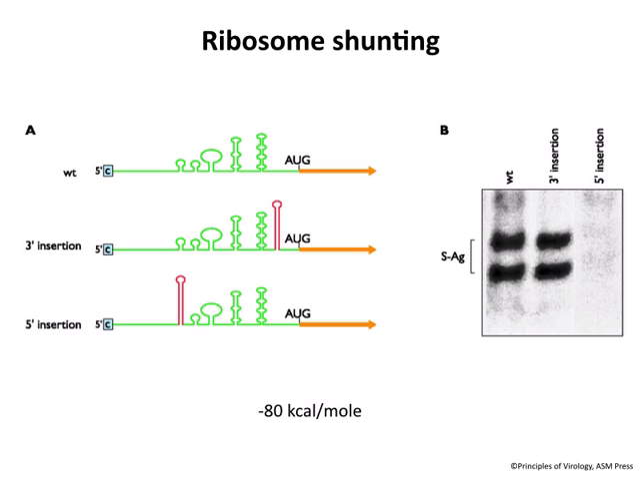It's negative 80 kcal per mole. The ribosome can't get through it, and you can see this mRNA is not translated. That's the third lane on the right, 5' insertion. And that's totally consistent with what I've told you.